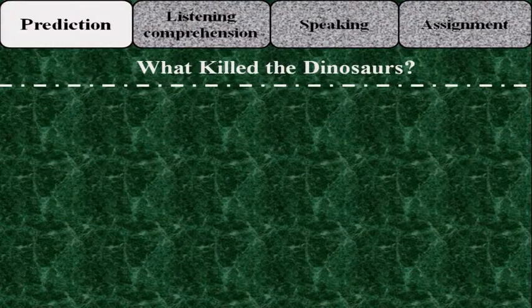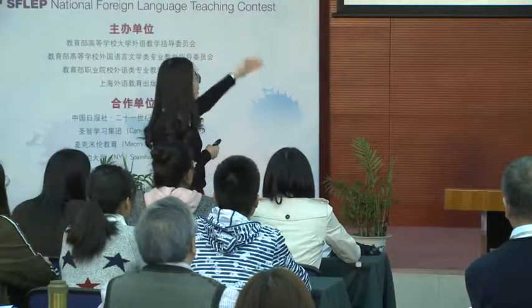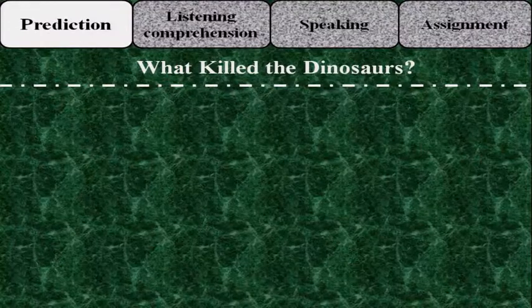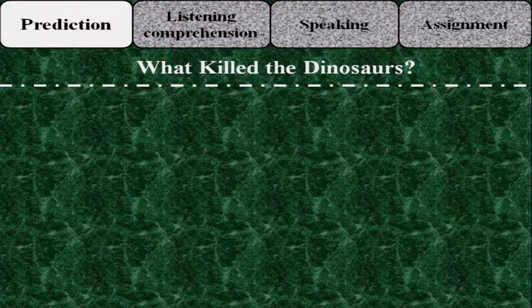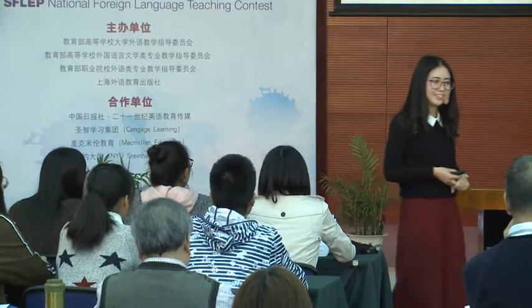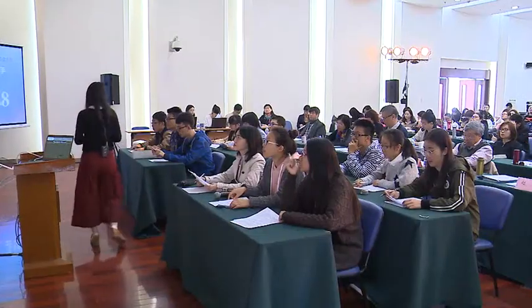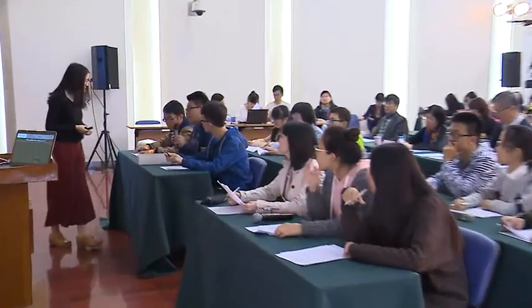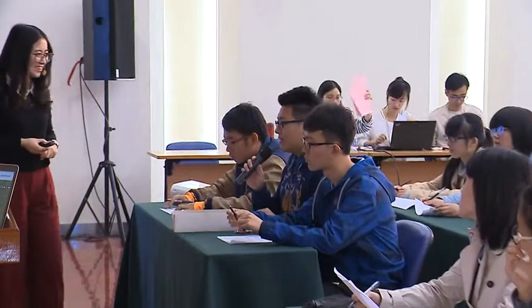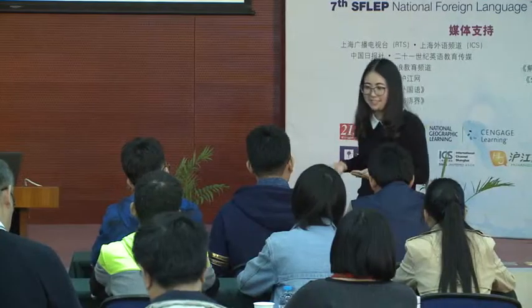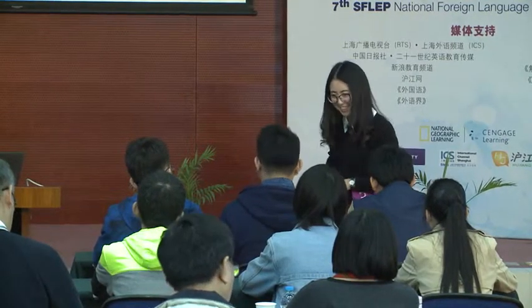So please look at this title. What killed the dinosaurs? This is actually the title of the video clip. So when you're looking at this title, can you guess what is going to be discussed in this video? Have a little guess. I think the factors that affect the climate change or some external power. The factors, reasons, right? So what do you think is the reason?